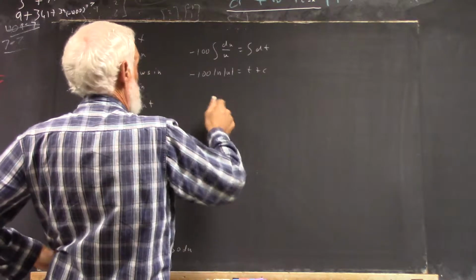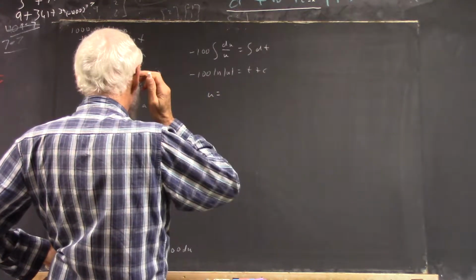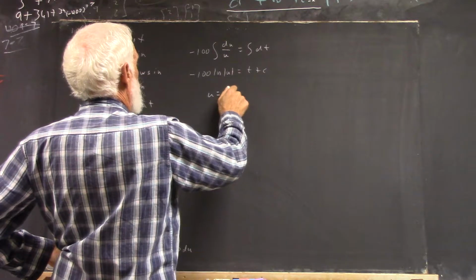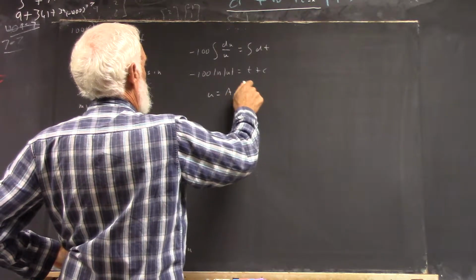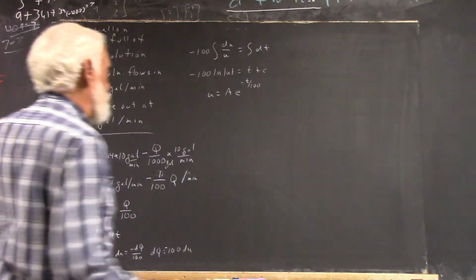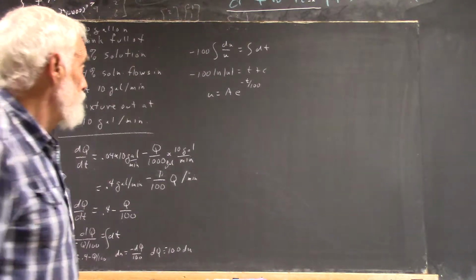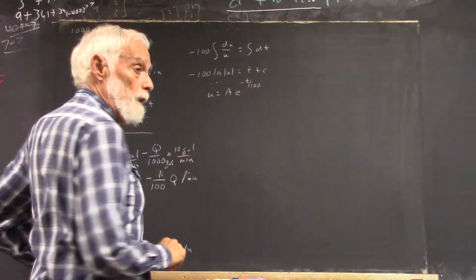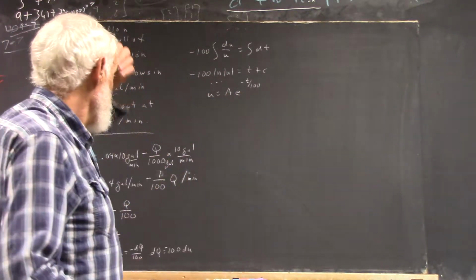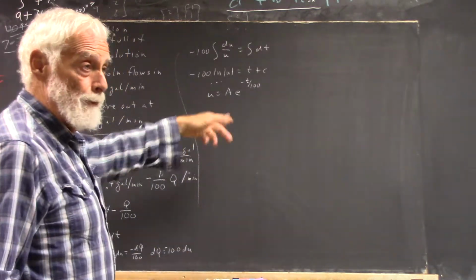leading you to u equals a e to the negative t over 100, just simple exponential function. Okay? And steps in here we've been over a number of times. Pretty standard. And of course you gotta know how to do those steps. Okay, so there's our function.